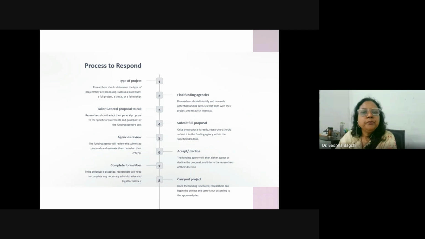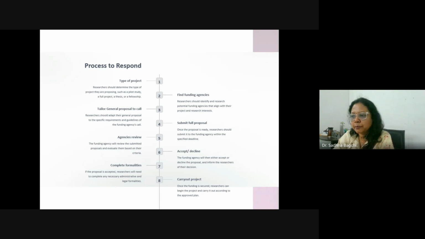Now, this is the process to respond. First, the type of projects. That is, which type of projects you are handling. Is it for societal benefit, for any problem solving, any industrial project, or maybe an NGO project? What type of project are you looking for? So naturally, the first step of the process is the type of the project.